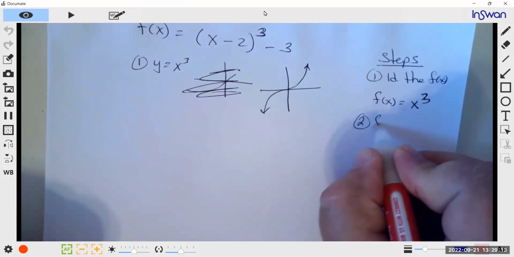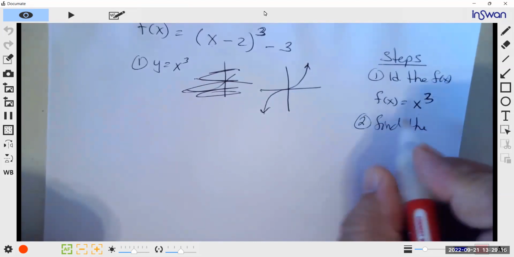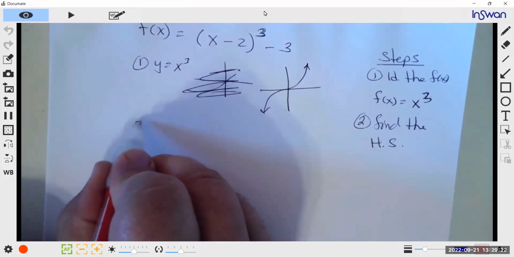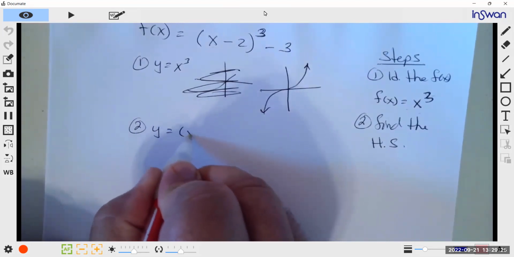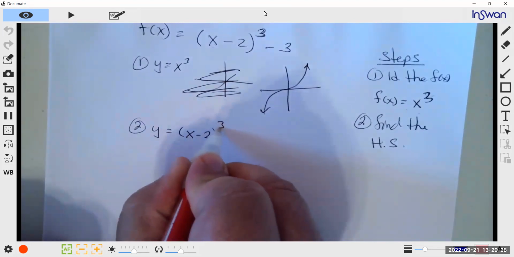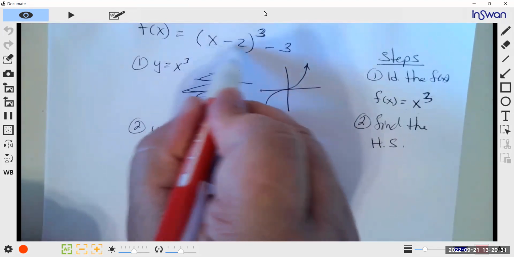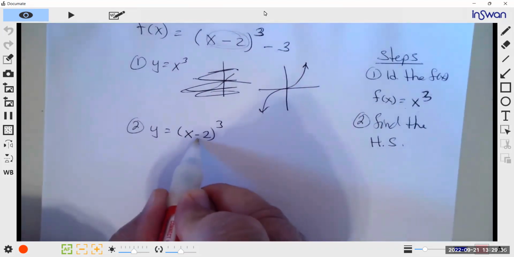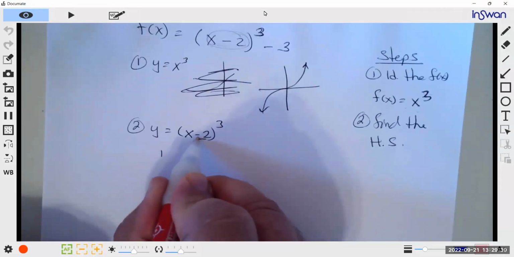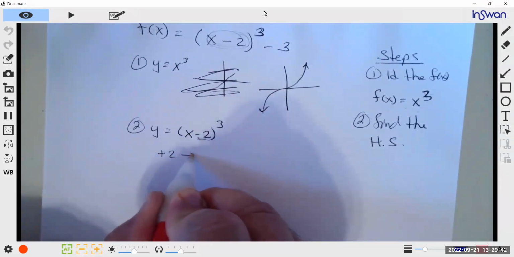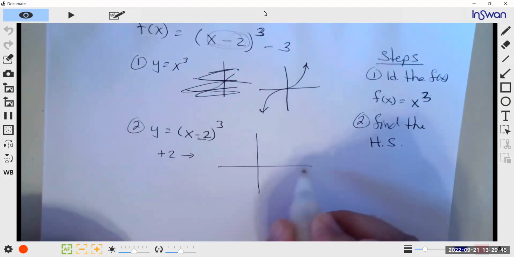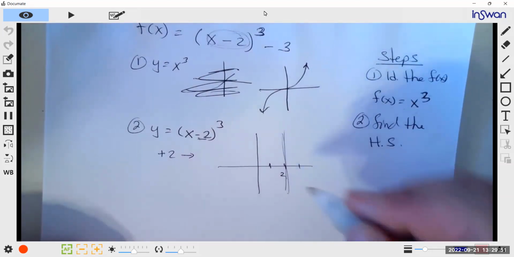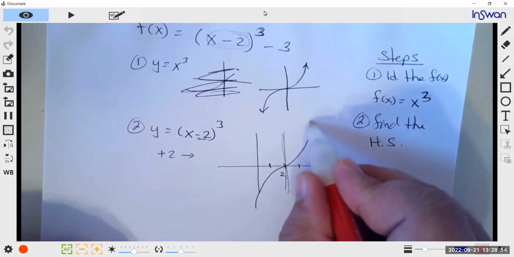Second, find the horizontal shift. We know we have a horizontal shift because inside the parentheses affecting x, that's your horizontal shift. This means we move it to positive 2, which is to the right 2 spaces. 1, 2. So that's my new origin. The graph now goes through there.